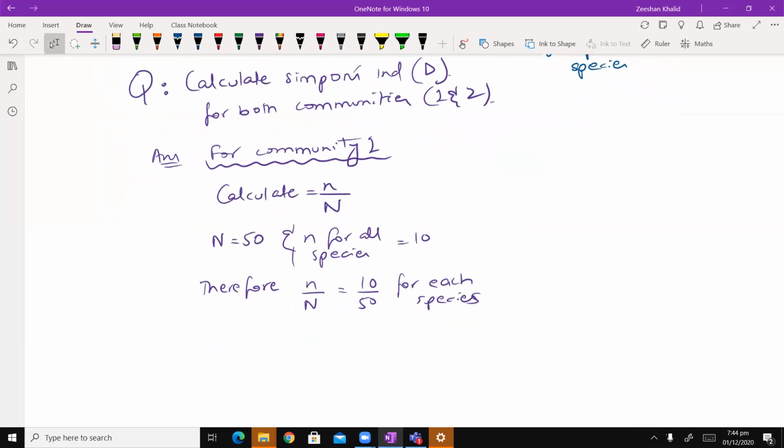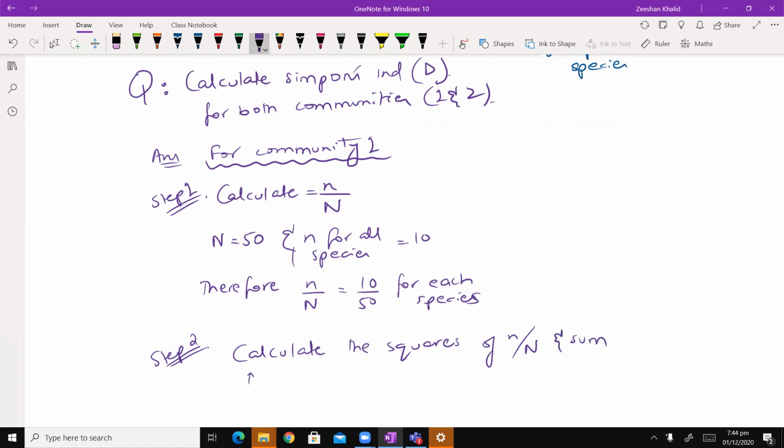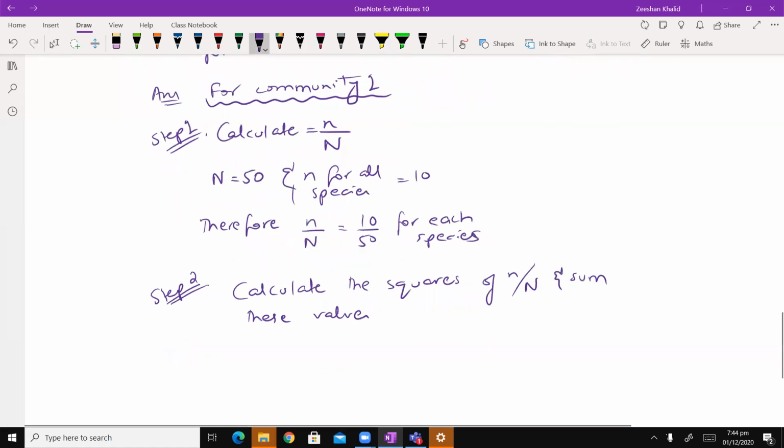That's step number one. Now, step number two is calculate the squares of n over N and sum these values. I'm breaking this down into baby steps just for you to understand, and I'm writing in words what you have to do. Why do we sum these values? Because that's what the formula says. So it should look something like the following.